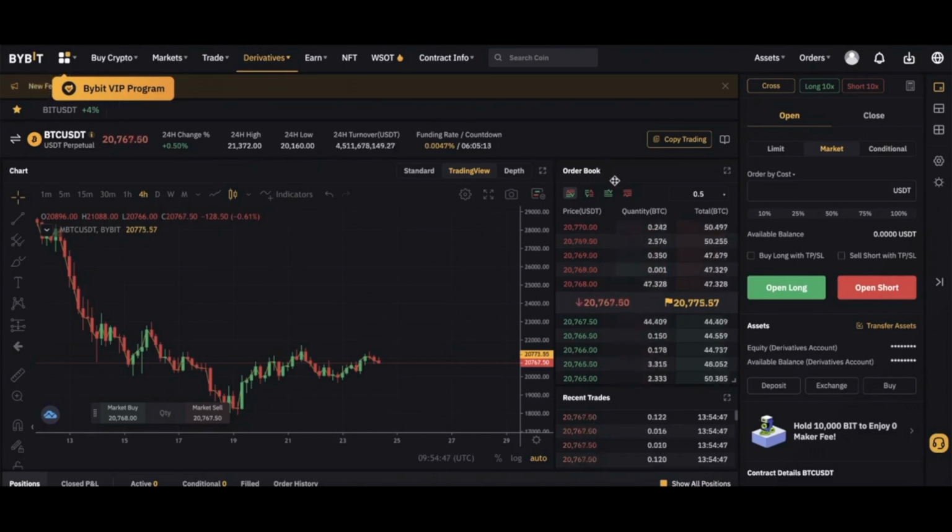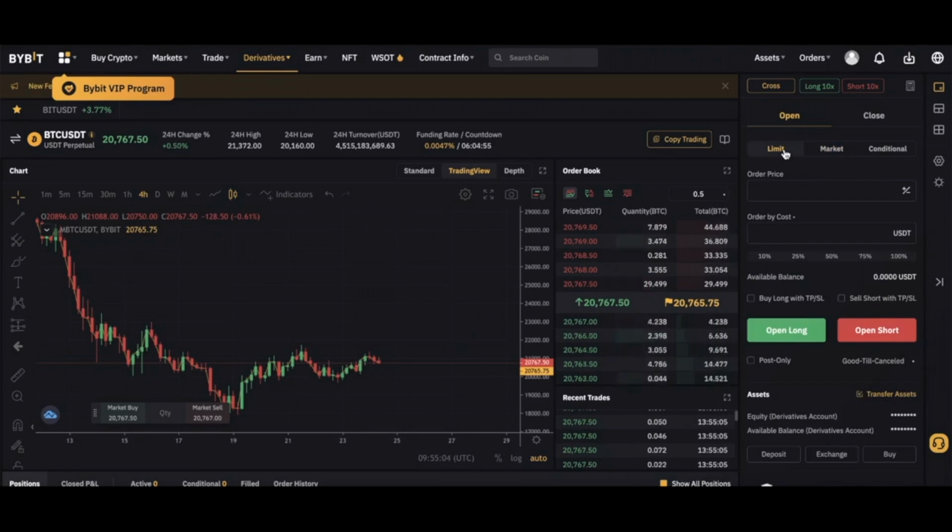We have the order book. The order book shows what the prices are for buying and also what the prices are for selling. So you can see what traders have been doing recently. And the very important thing here at the right side is where we can open trades. We can open a limit order. A limit order means we can put in an order price, and if the price comes down or goes up to our price, the order will be triggered and placed in your order book.